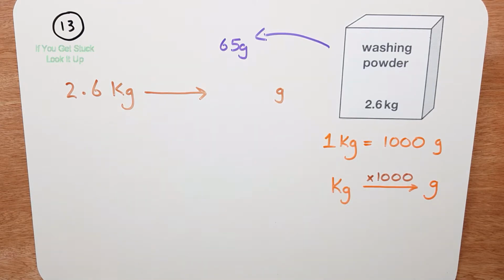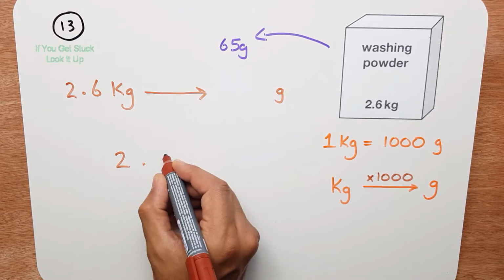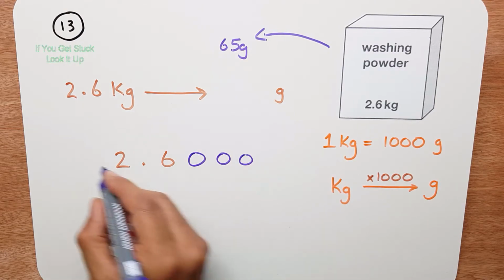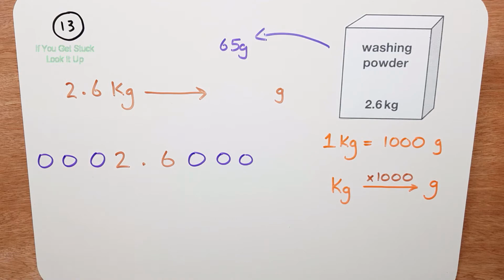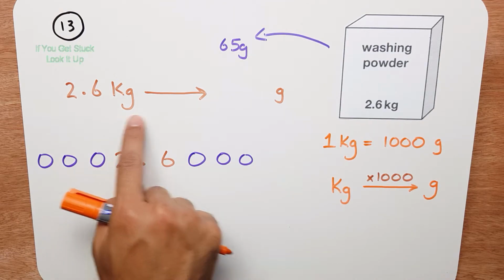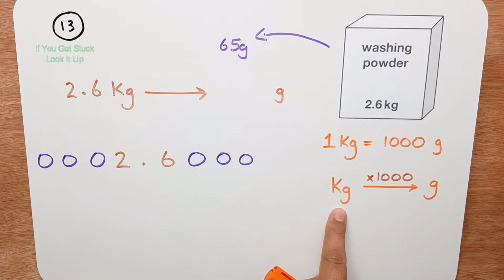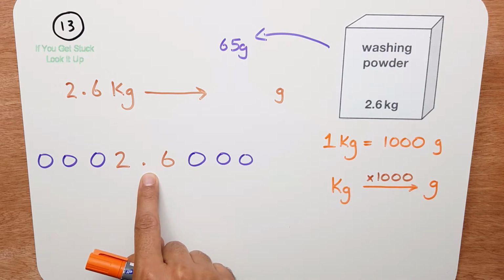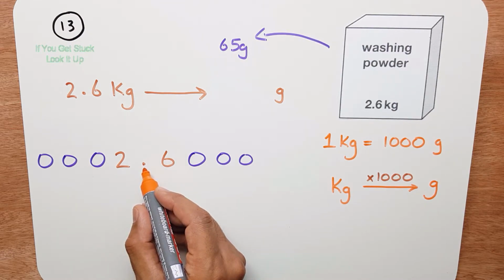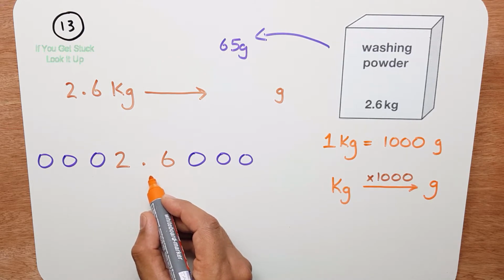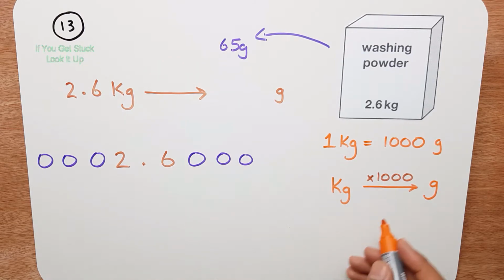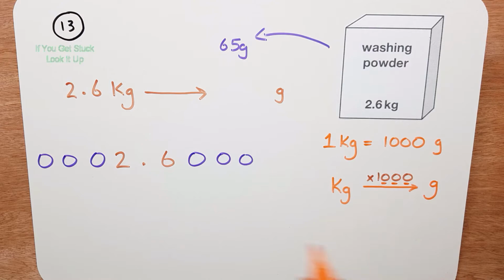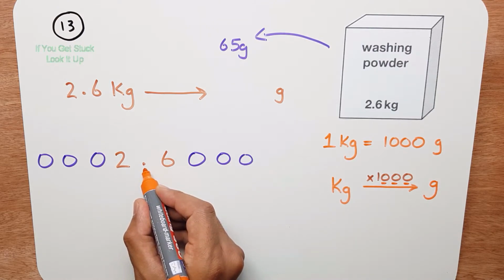What I like to do is I like to write the number down with the decimal point and add a few zeros either side. So this is all going on in my head. And now how do we go from kilograms to grams? From kilograms to grams, we need to multiply by 1000. And whenever you multiply by 1000, you move the decimal point to the right. But how many places? In 1000 you have 1, 2, 3 zeros. So we're going to move that 3 times.